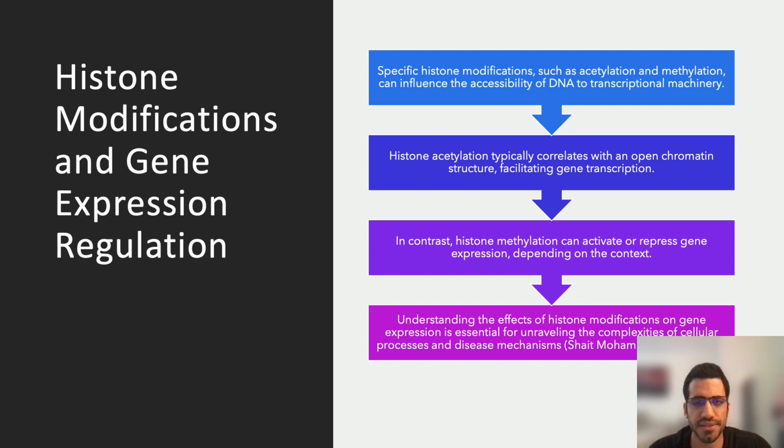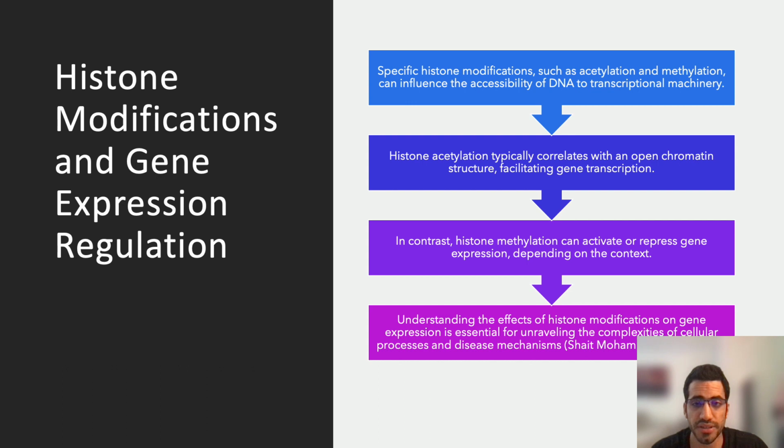Histones are proteins that surround chromatin in the nucleus of cells. These histones can be modified by chemical alterations such as acetylation or methylation, and they're going to influence how accessible the chromatin can be to the transcription machinery. For example, acetylation typically correlates to an open chromatin state that ensures transcription of the gene. On the other hand, methylation can result in either silencing or expression of the gene depending on cellular context.